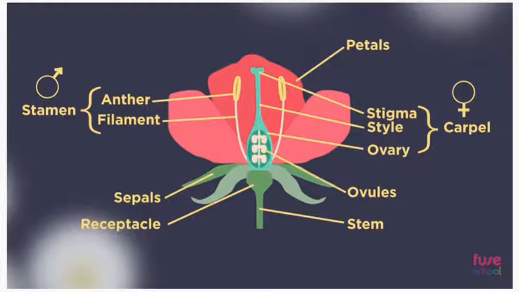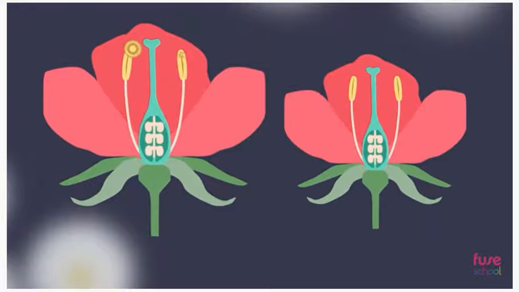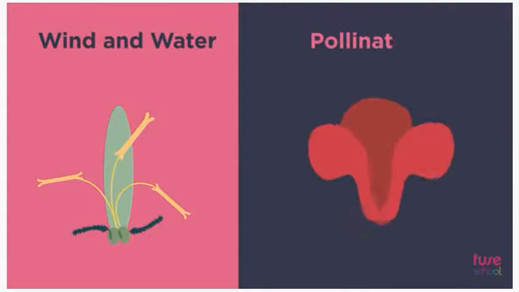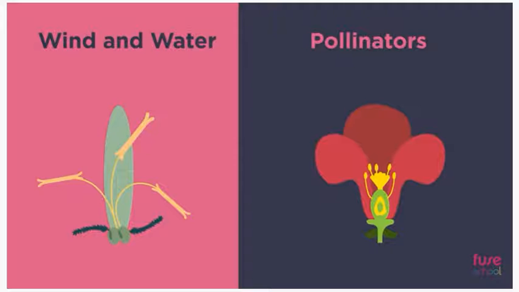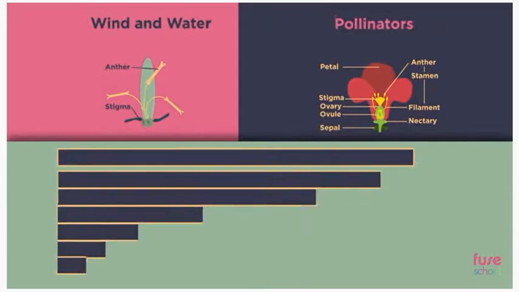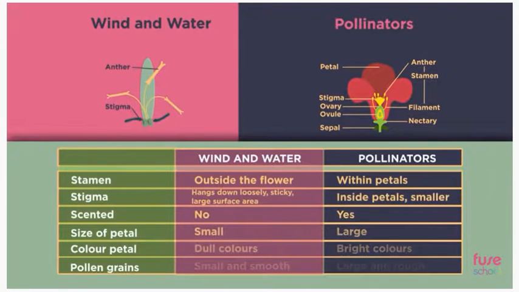So how does pollination work? Pollination is the transfer of pollen from the male anther of one flower to the female stigma of another. Flowers can be pollinated in different ways, by wind and water, or by pollinators such as insects, birds, and other animals. Flowers pollinated by pollinators are structurally different to those pollinated by wind or water. Look at the differences in size, scent, and color of petals, and the position of the stamen and style. These are some of the key differences. Why do you think they are different?